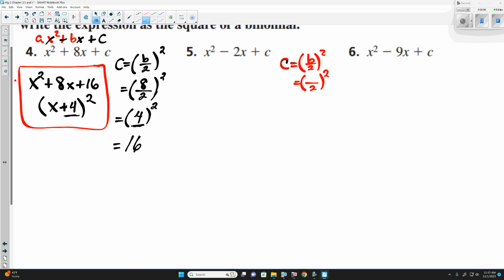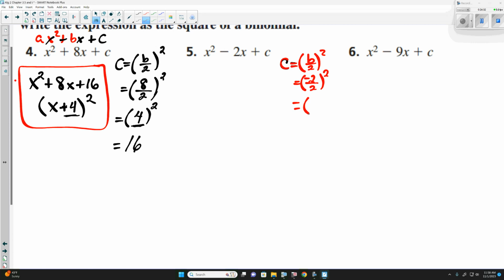So let's look at this number 5, x squared minus 2x plus c. What is the value of b? Yes, negative 2. Because since it's minus 2x, the value of b is negative 2. A, b, and c do take the signs in front of them. If there's not a sign specifically written in front of the number in front of x squared, it's understood to be positive. Now we will divide these.